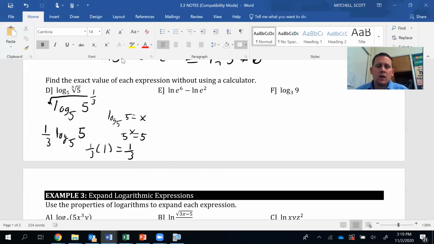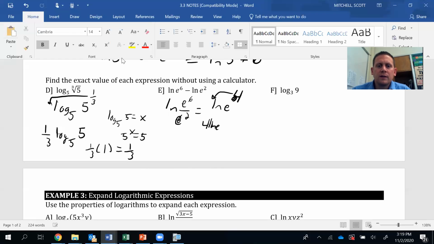Okay. So letter E is interesting. You can do it a couple different ways. Depends on how you see it. You can see that it's 2 logs being subtracted. So let's put it together as 1 log. And you're going to use division. So it's e to the 6th over e squared. Well, knowing your exponent rules, it's actually the natural log of e to the 4th, not e squared, e to the 4th. And we have a property that you can write the 4 out front.